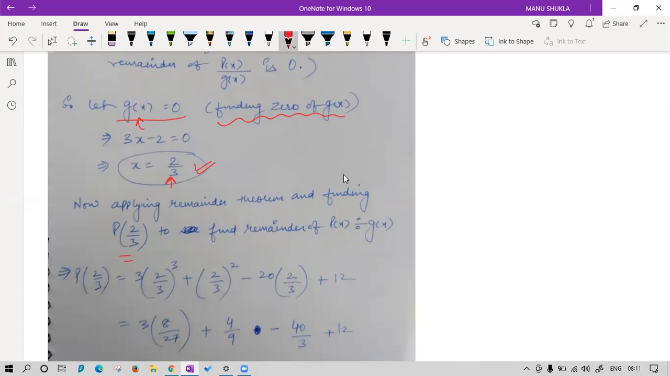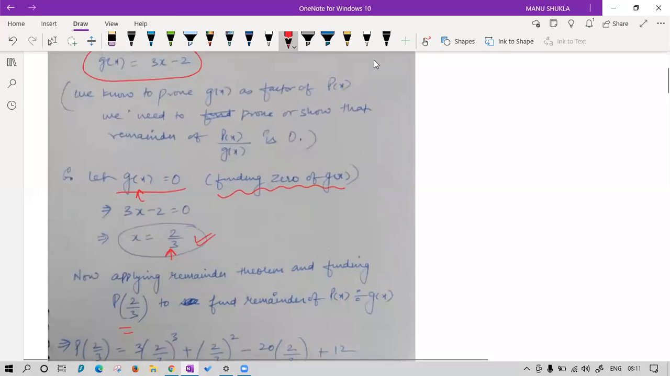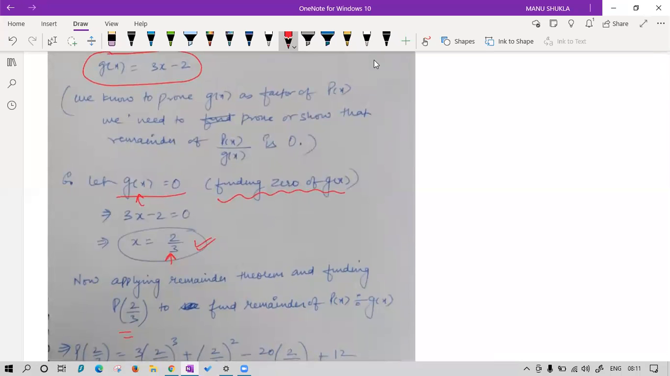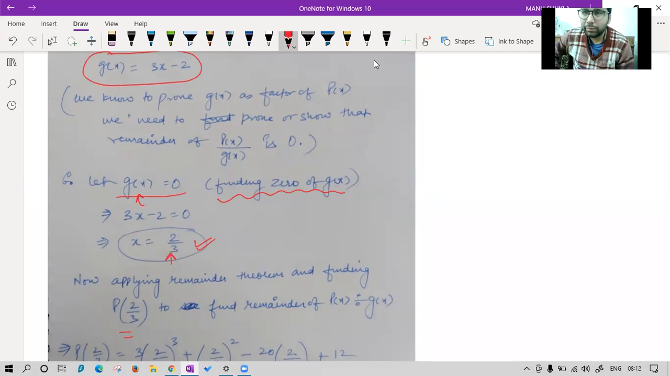It is a sort of shortcut to find the remainder directly. But in this shortcut, you cannot find the quotient. If you want to find the quotient, you have to go for long division. Class, I hope my point is clear to you. To find the quotient, you have to go for long division. But if only the remainder is concerned, you can go for this method also. Okay. Now, let's see the next thing.